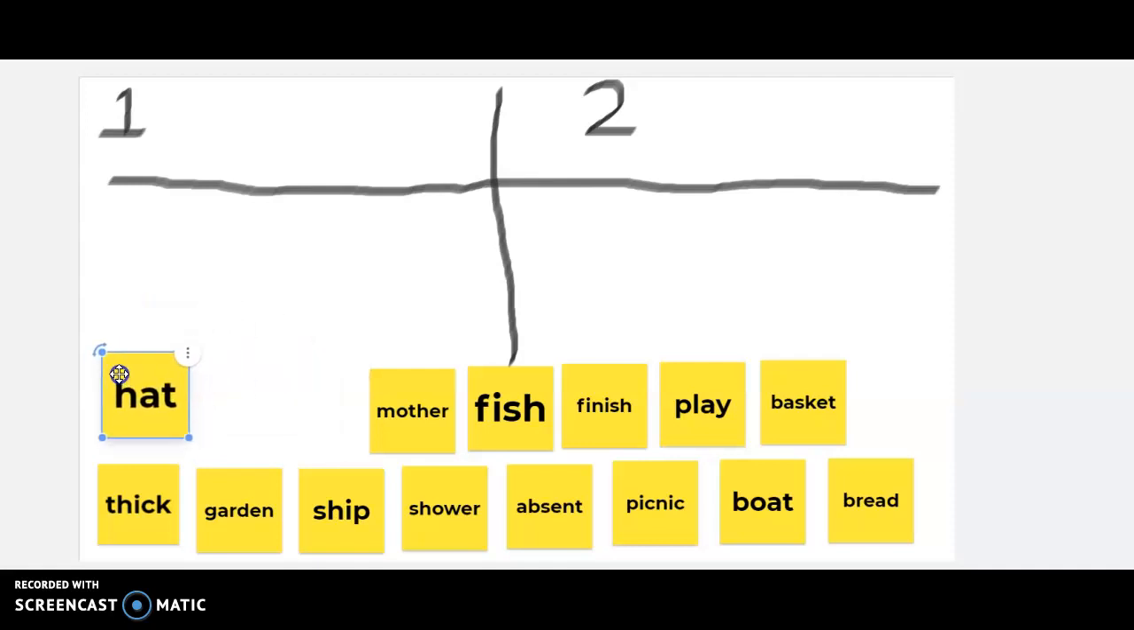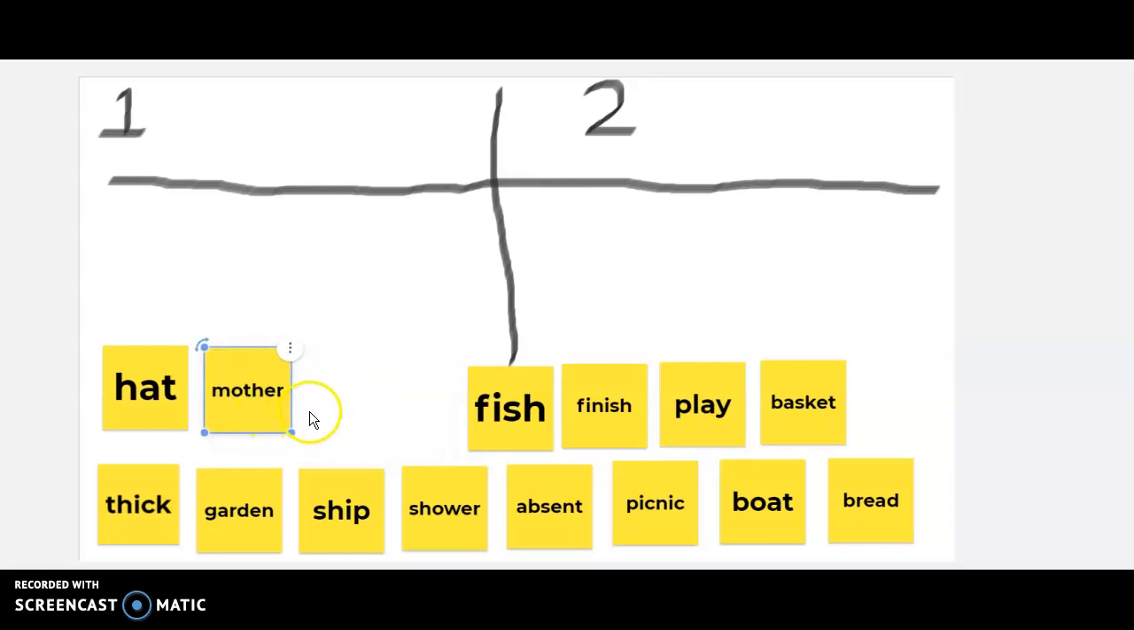Here's the word hat. If we say the word hat or clap the syllables or sounds that we hear, let's see how many sounds it is. Hat. I only hear one syllable. Let's look at another word. Mother. When we clap this word to figure out how many syllables, let's see how many sounds we hear. Mother. I hear two sounds. Mother. So these words have different amounts of syllables or sounds or parts that we hear.